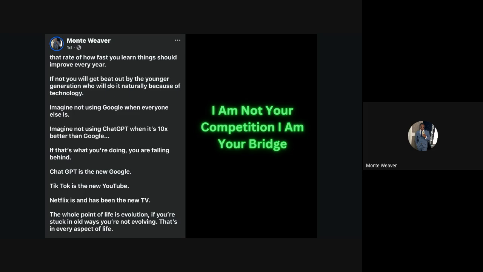So imagine not using Google when everybody else was using it. Imagine not using ChatGPT now when it's 10 times better than Google. If that's what you're doing, you are falling behind. ChatGPT is the new Google, TikTok is the new YouTube, and Netflix is and has been the new TV. They destroyed commercial TV a long time ago, right?